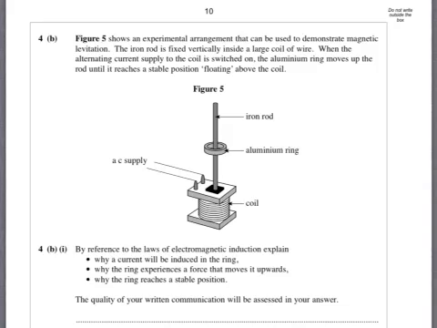The final part of the question is why the ring reaches a stable position. Well, the ring would have started off sitting on top of the coil, and when the current was switched on, that would induce a large current within the ring, which would act in the opposite direction to the weight. So we would have a force exerted upwards. This is greater than the weight, and hence we'd have a movement going upwards along the iron rod. They would reach a point at which the aluminium ring stops and reaches a stable position.